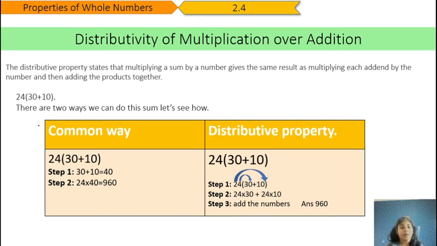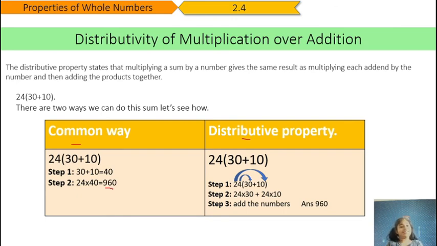Let's understand via this table I have made. Here I have taken a number and we will solve it by the common way and the distributive property way. The common way will be using BODMAS. In BODMAS, we solve the brackets first. So we solve the bracket, which is 30 plus 10, which gives us 40, and if there is no sign after the bracket, it means we need to multiply. Then we multiply 24 into 40, which results in 960. So this was the common way, which most people do.